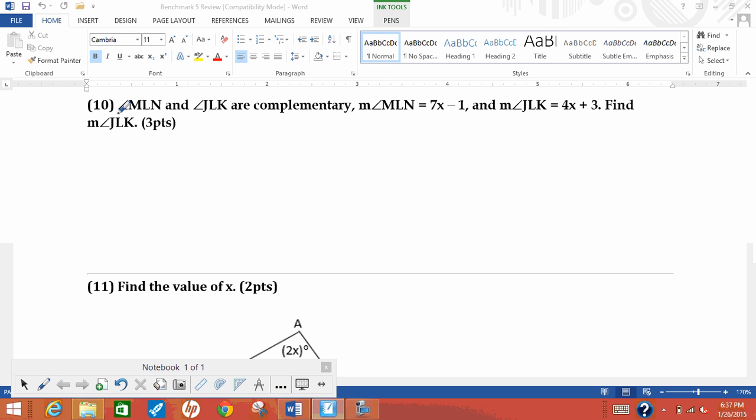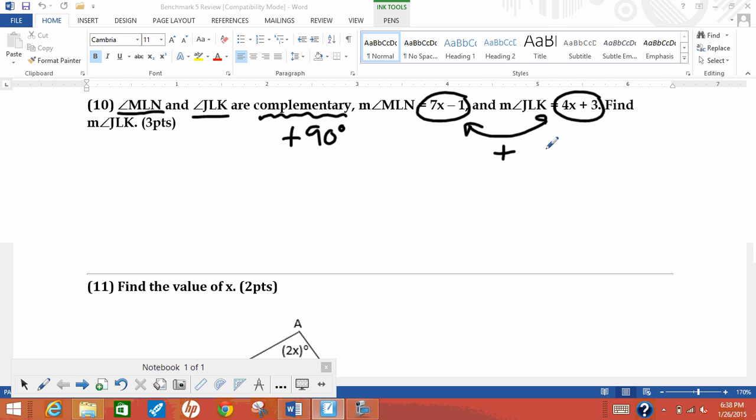Number 10, I'm told these 2 angles, angle MLN and angle JLK, are complementary. That means they add to 90 degrees. So MLN and JLK should add to equal 90 degrees. I'm going to set that equation up: 7x minus 1 plus 4x plus 3 equals 90. Now I just have to make sure I don't make any algebra mistakes, and then, of course, I answer the question being asked. We'll go back to that.